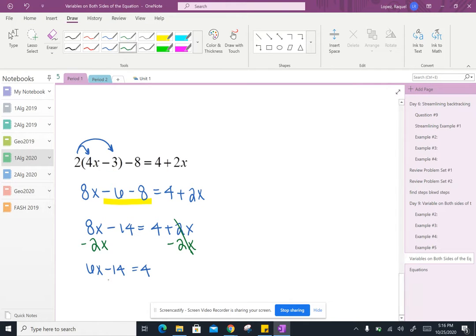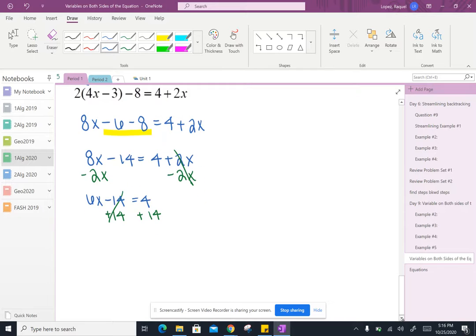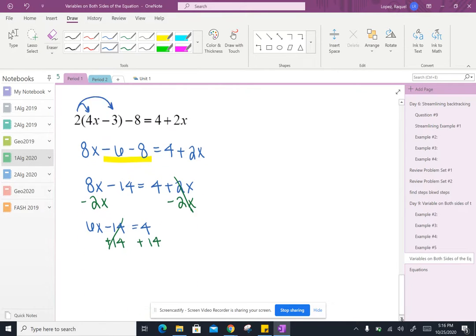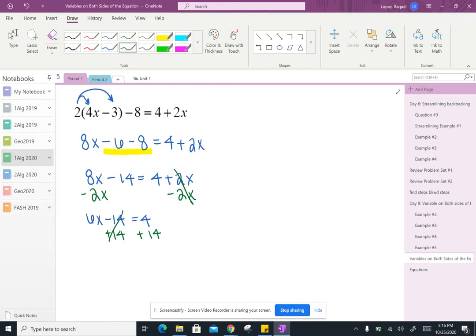And then finally, to get this by itself, I want to add 14 to both sides. So this leaves me with 6x equals 4 plus 14 is 18. And then we want to undo the multiplication right here. So we're going to divide both sides by 6. And we get that x equals 3.